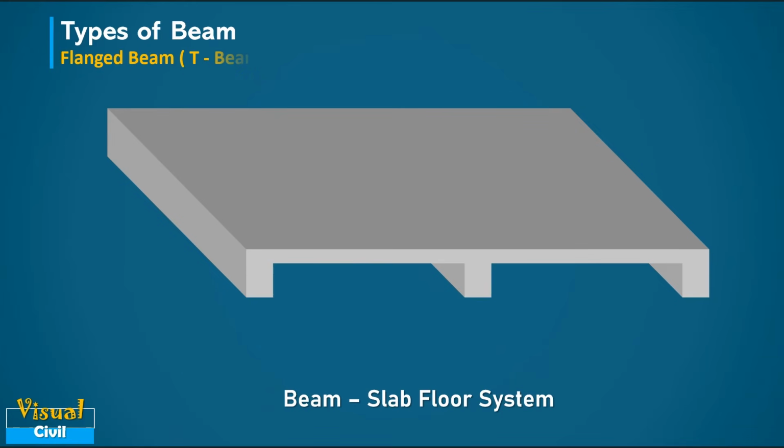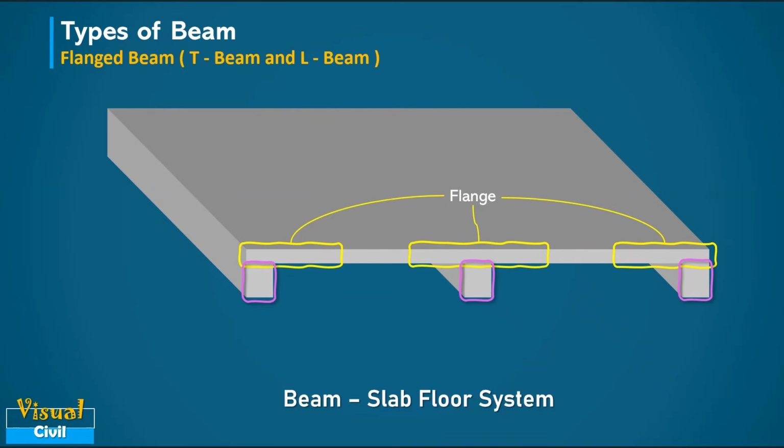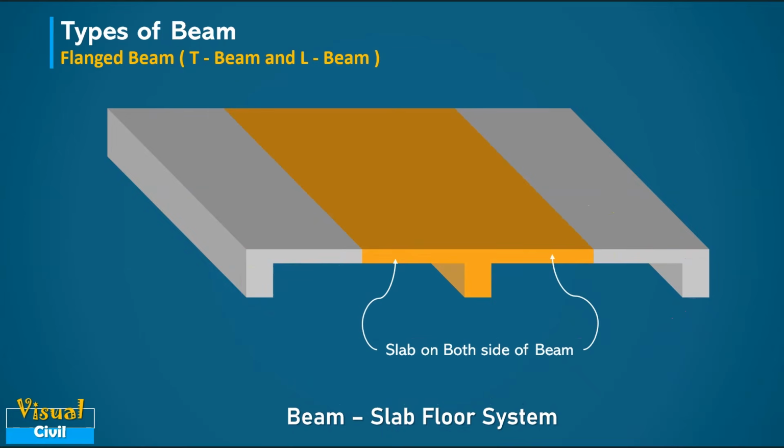Now, let us understand another type, that is flanged beam. In a monolithic beam slab system, the slab portion above the beam acts as a flange while the rectangular portion below acts as a web. This configuration produces the flanged beam. For interior spans of floors, roofs and decks where the slab is available on both sides, the cross section looks like the letter T. That is why it is called a T-beam. Here, the slab flange adds strength by resisting compression while the web handles the shear and bending.